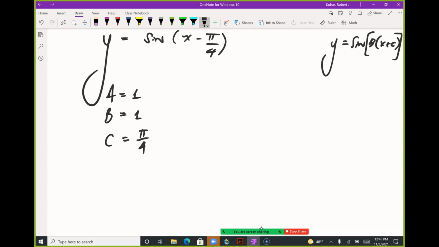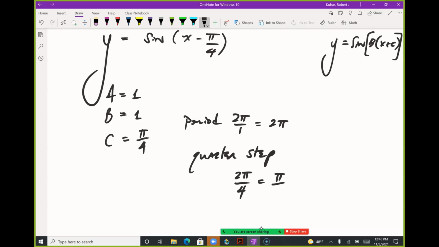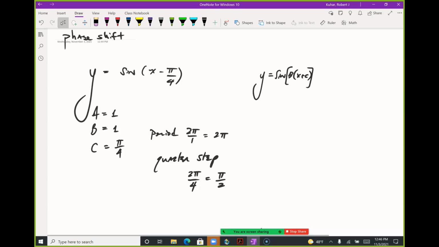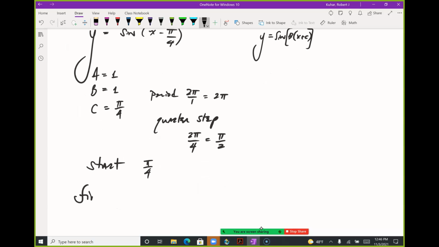D is, well, I need the period. Once I get B, I need the period, sorry. So the period is 2 pi over 1, so it's still 2 pi. Still just like the mother function. I need a quarter step, and I do this every time. I take the period over 4, so I get a quarter step of pi over 2. I take my start, pi over 4, and I take my first step. I do this every time. My first step is pi over 4 plus the quarter step.